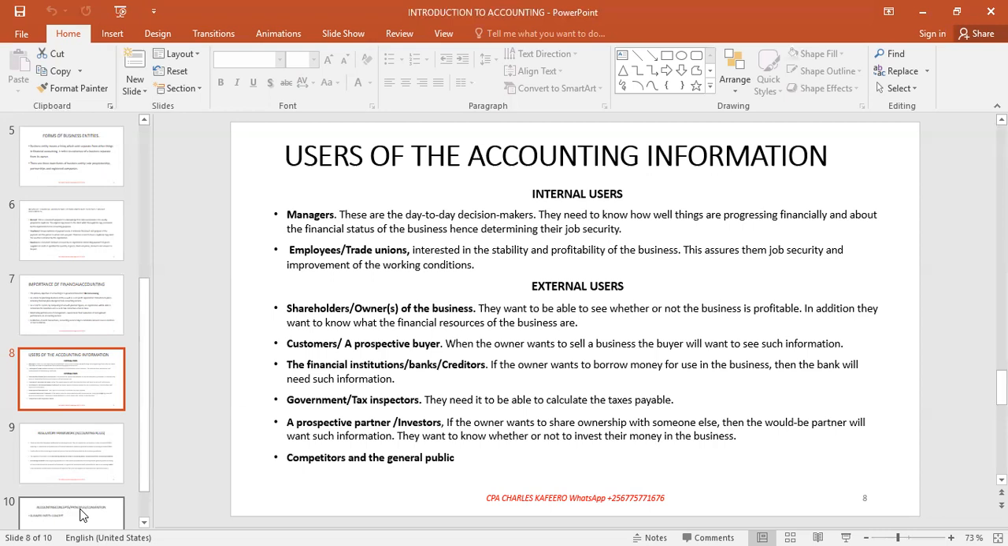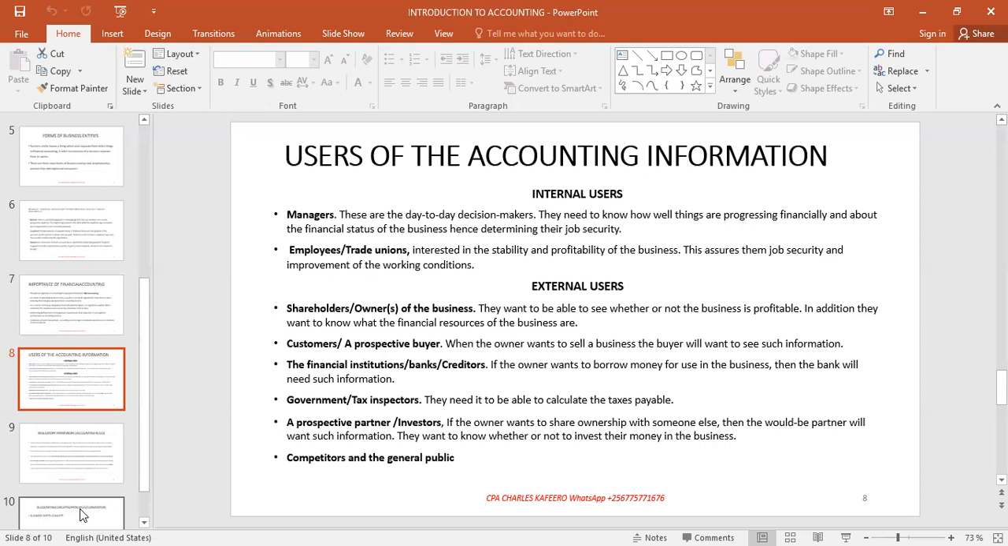In other words, the managers, for them, they want to make decisions. So they want to find out, is the company making profit? If the company is doing well, then they are also sure of their job security. They are sure that they can pay dividends to other people. They can pay the people who are owed, who owe the company.